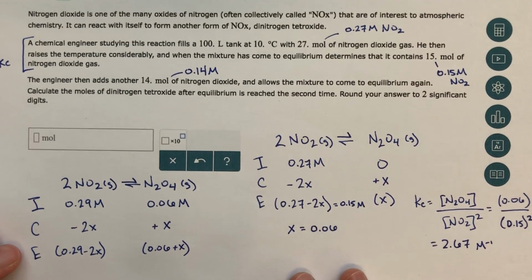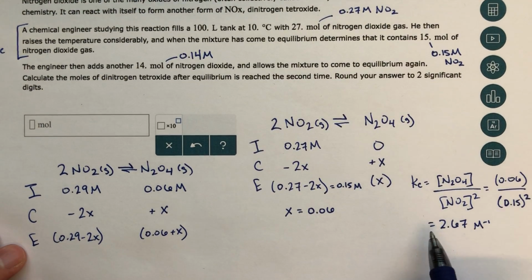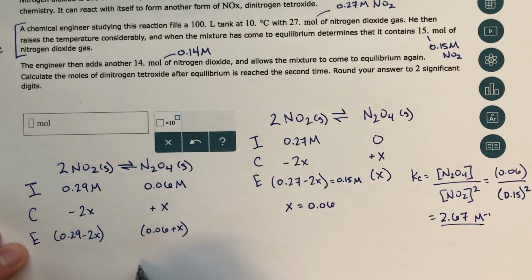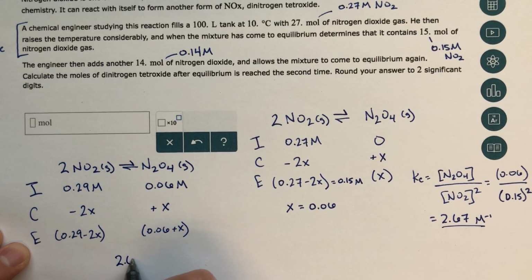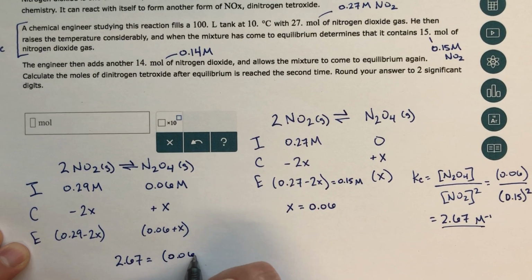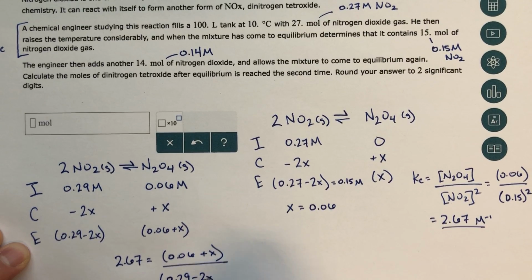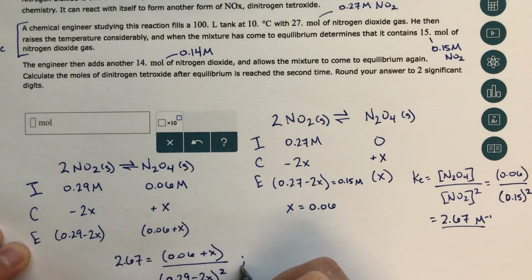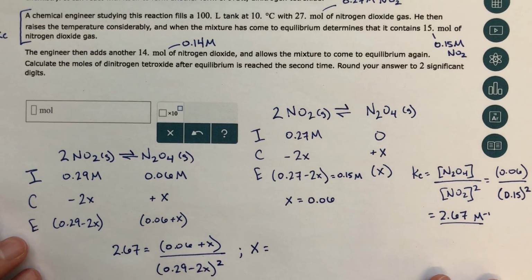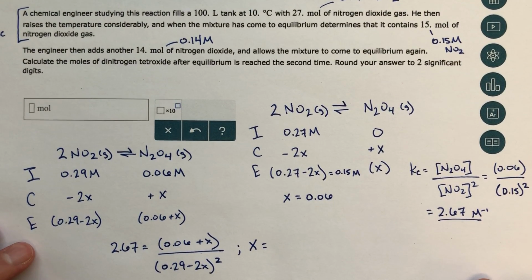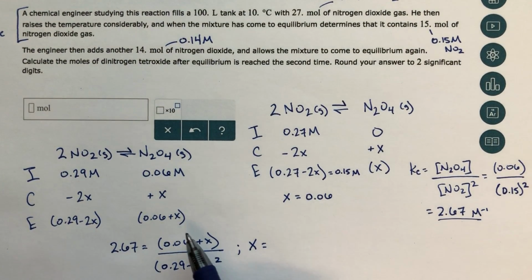I can plug this into my equilibrium constant expression now, which we know the value of. It's 2.67. So we could write 2.67 is going to equal these equilibrium concentrations, 0.06 plus x over 0.29 minus 2x, and this is going to be squared. And now we need to solve for x. So this is where math comes into play now. We've got this equation here, and it's fairly complicated, and we need to solve this for x. There are a number of ways to deal with this.